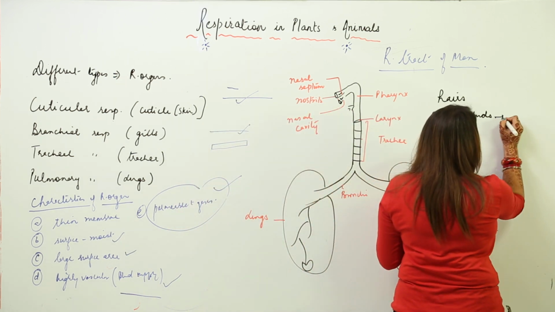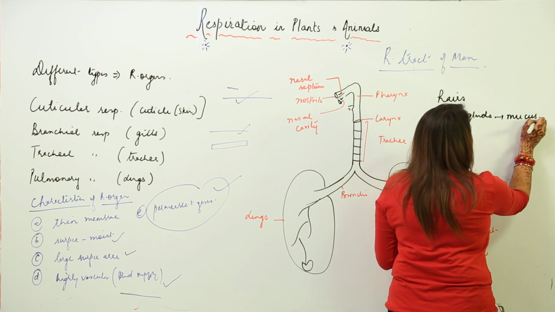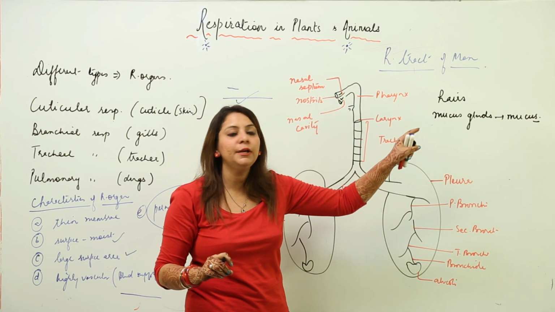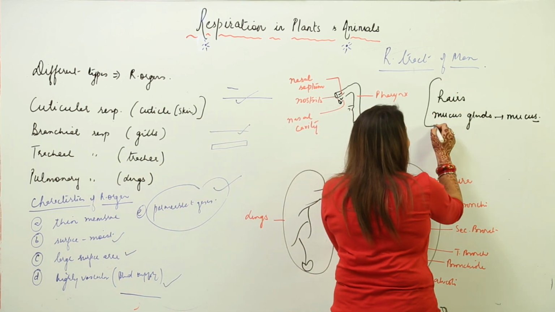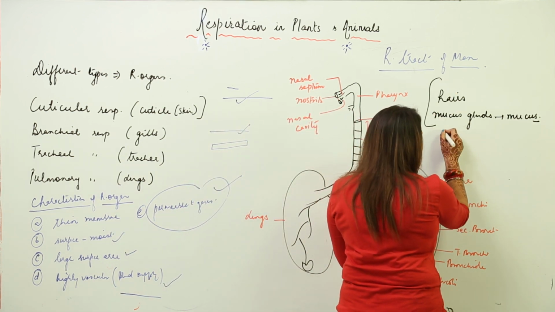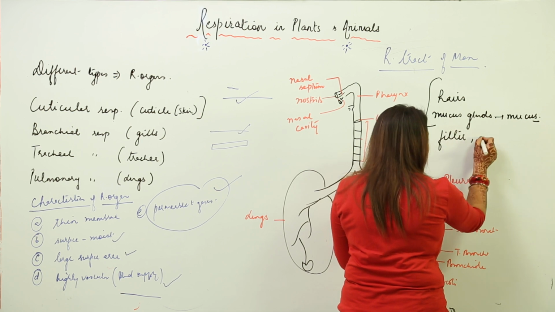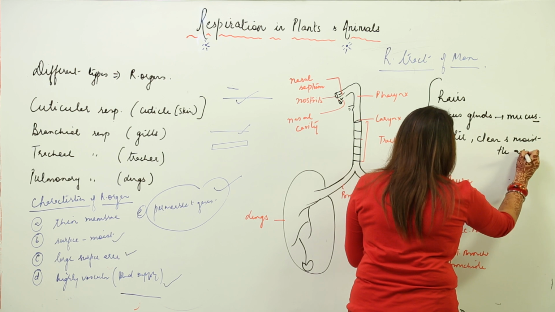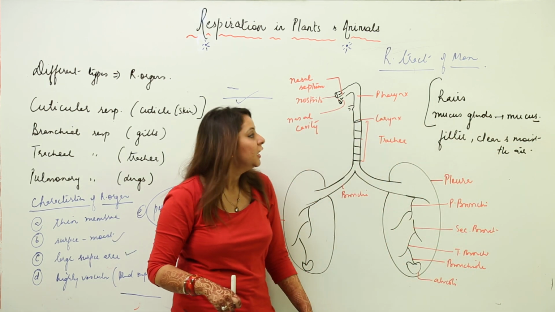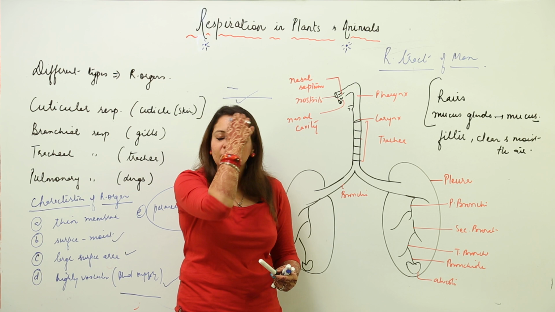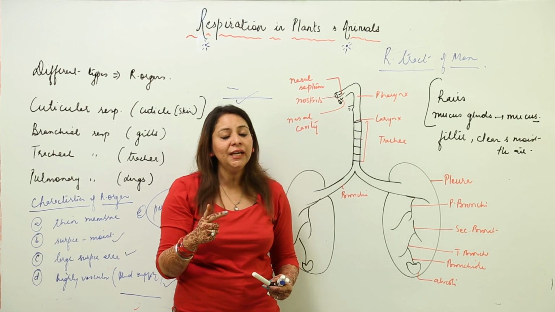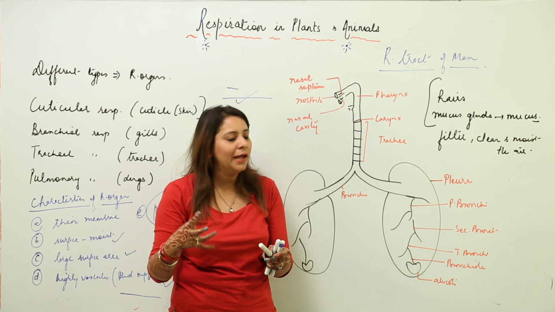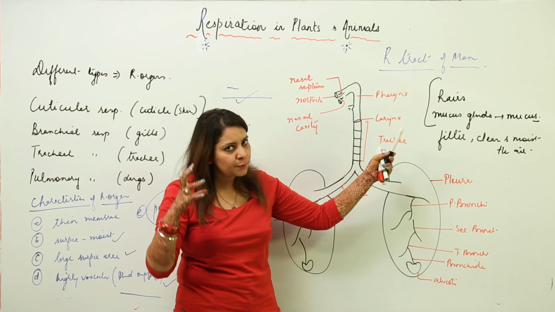These mucus glands secrete a slippery fluid that is called mucus. And they serve a very important function, because both of them filter, clean and moisten the air we inhale, and that is very important for the diffusion. So the hairs and mucus glands are present in the nasal cavity. Mucus glands secrete mucus, hairs try to filter the air. So both of them are performing the function.